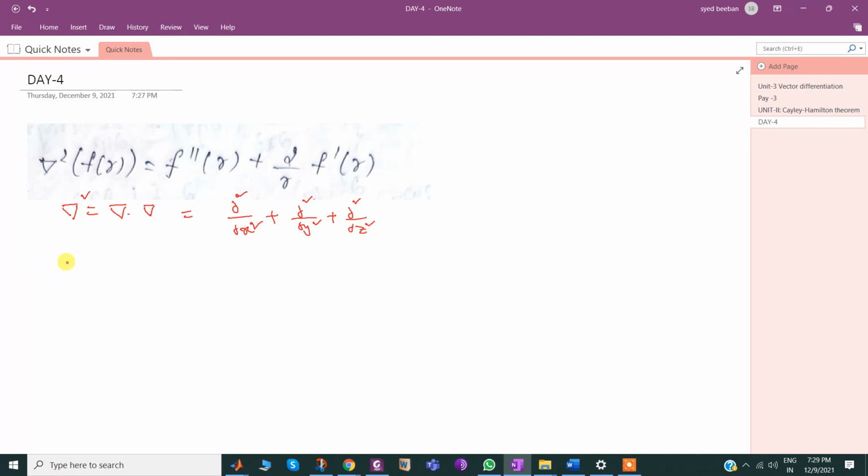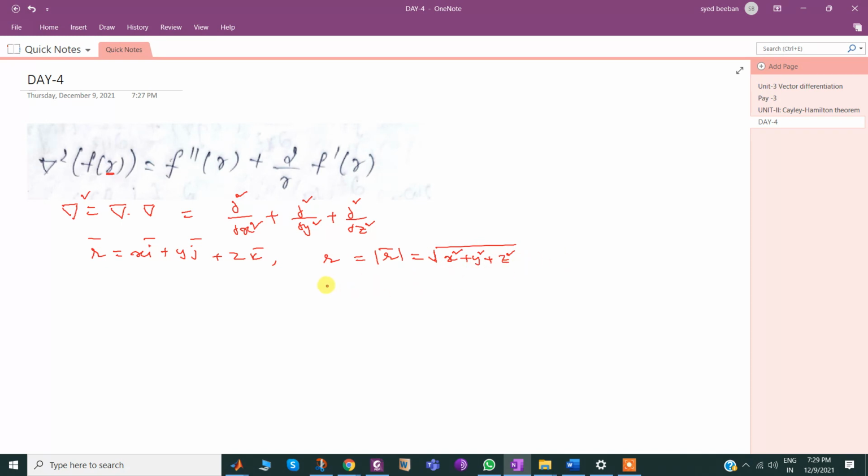Then del square f of r means I need to differentiate with respect to x twice, with respect to y twice. R is available, and immediately the necessary information to be noted here: R bar equals x i bar plus y j bar plus z k bar, and r is nothing but mod R bar, which is equal to under root of x square plus y square plus z square.